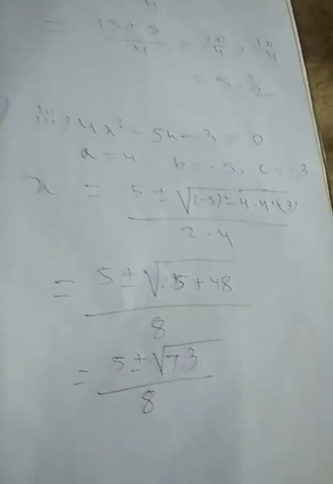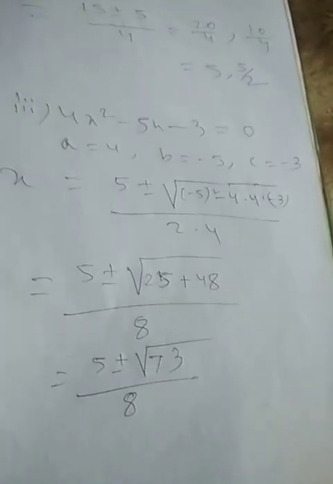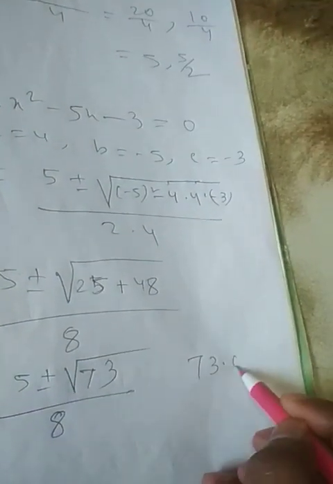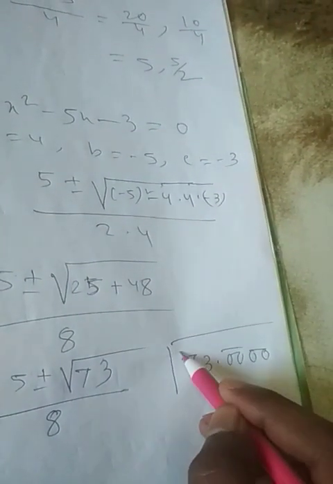Root 73 by 8. Now you have to find the value of root 73 up to 2 decimals according to the math. Maybe there will be a table given, otherwise you have to find the value of root 73 up to 2 decimals by using the division method. You know the division method.